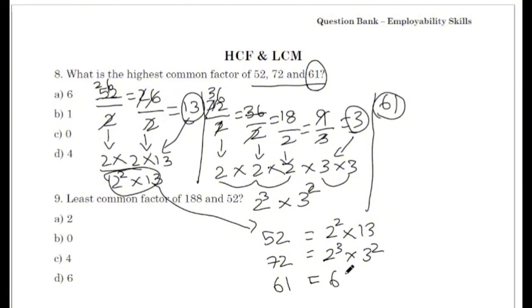And nothing common, 61. So can you tell me anything which is common in all the 3? No, we cannot find. We can find a common 2 here, but it is not common in all the 3. That is common only in 2 numbers. Hence, when there is no common factor, we are supposed to go with 1. Okay, so the answer is 1. The highest common factor for 52, 72, and 61 is nothing but 1.